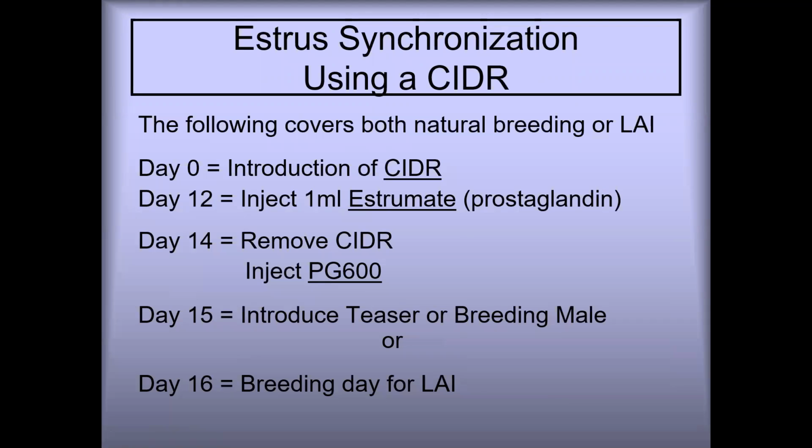And then on day 14, remove the CIDR and give an injection of PG600. Day 15, we're going to introduce the ram or teaser. And then if we're doing laparoscopic artificial insemination, we're going to breed them on day 16. So that's a very basic schedule, which would work for artificial or natural insemination.